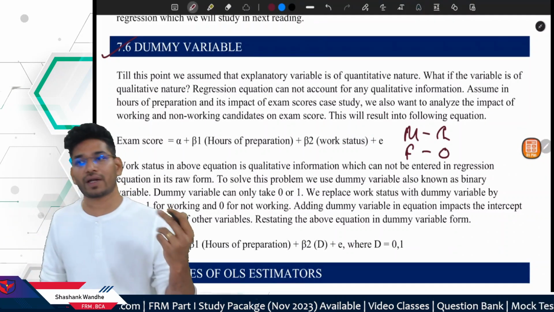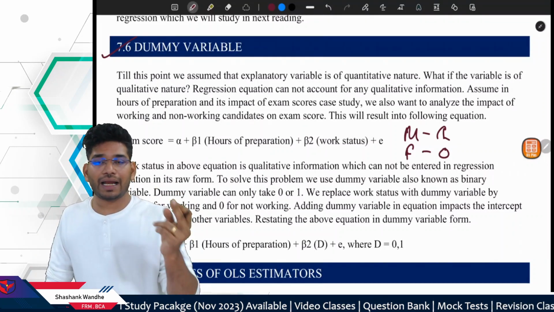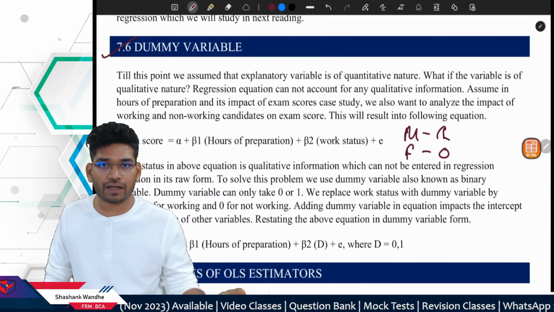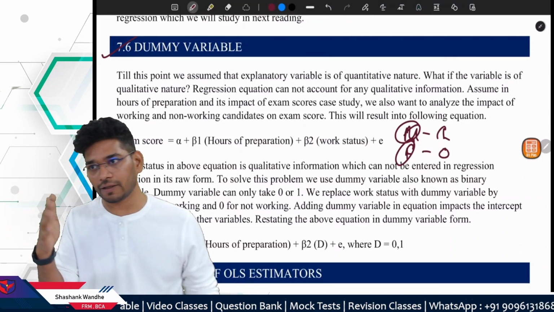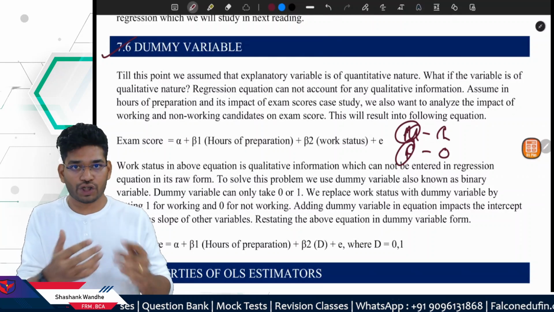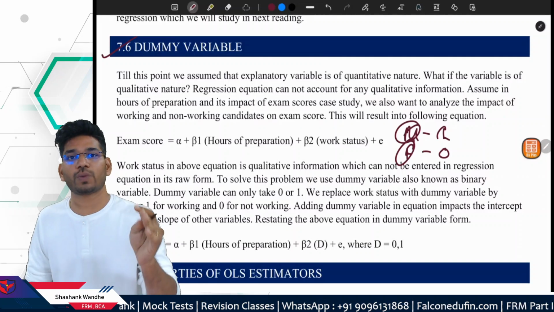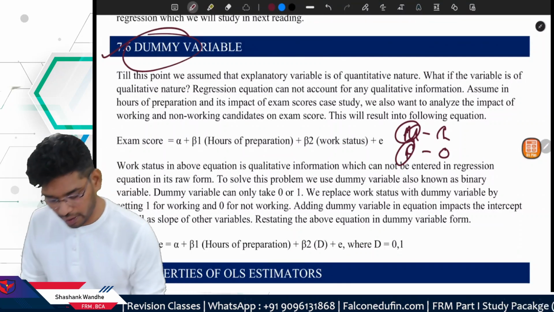So now 1 and 0 are numerical values, and it becomes a numerical variable. This is the only way to introduce a categorical variable, the factor variable: male, female, pass, fail, work status, working, full-time student. This type of information, which is of a categorical nature and not a numerical nature, can only be introduced with the help of a dummy variable. So in a dummy variable, what do you need to know?